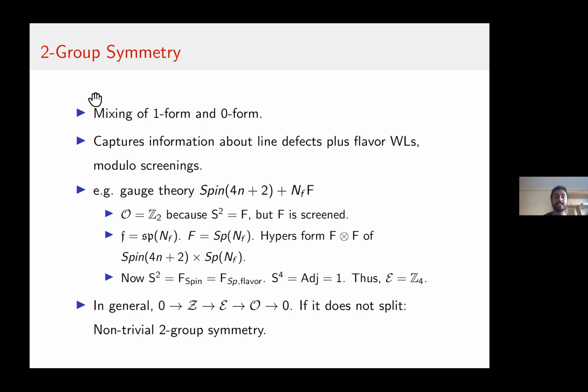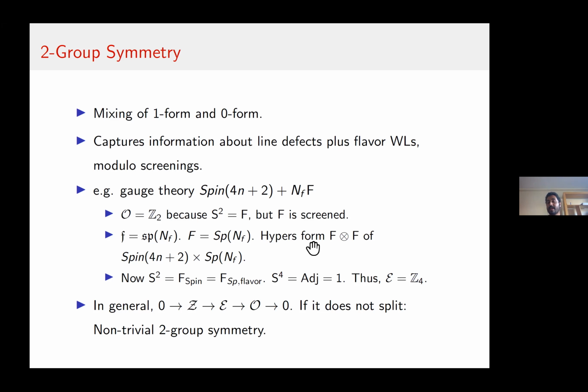So let's see an example where this 2-group symmetry occurs. It occurs in a gauge theory. You pick a gauge theory which has Spin(4n+2) gauge group, and take 8 supercharges and take some fundamental hypers, NF number of fundamental hypers. The 1-form symmetry for this gauge theory is Z2, because there is a spinor Wilson line. Its square has the fundamental Wilson line in it, the vector Wilson line, and that is screened because you have hypers. Okay. The flavor algebra is Sp(NF), and the corresponding flavor group, the simply connected one, Sp(NF).